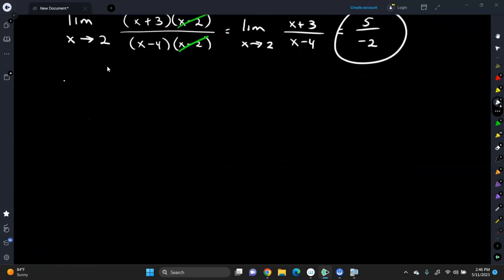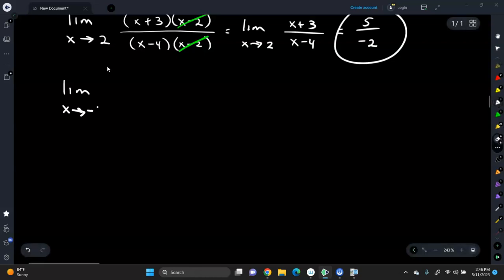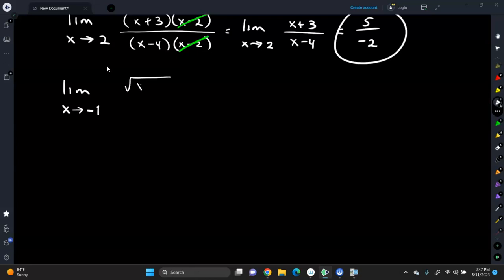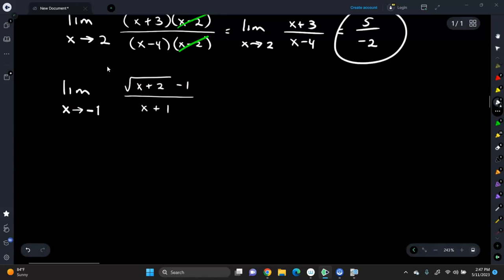How about this one? The limit as x approaches negative 1 of the square root of x plus 2 minus 1 over x plus 1. Okay, what are we going to do for that one? Because if I put a negative 1 in here, I'm going to get 0. And if I put a negative 1 up there, I'm going to get a 0. So we have 0 over 0 again.